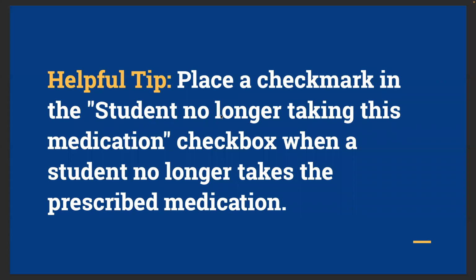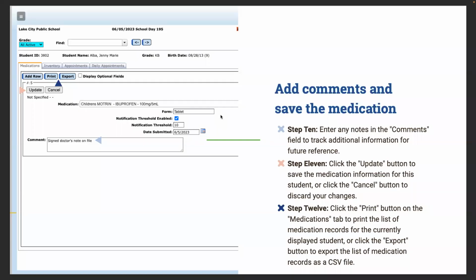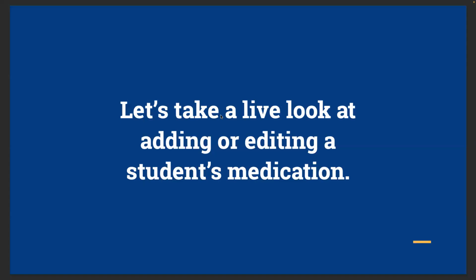Place a check mark in the student no longer taking this medication checkbox when a student no longer takes the prescribed medication. Next, you'd want to enter any notes in the comments field to track additional information for future reference. Then click the update button to save the medication information for this student, or click the cancel button to discard your changes. Step 12, click the print button on the medications tab to print a list of medication records for the currently displayed student, or click the export button to export the list of medication records as a CSV file.